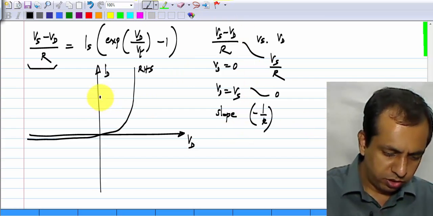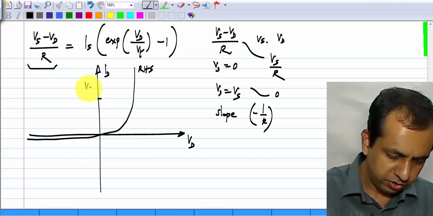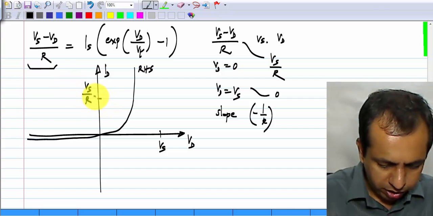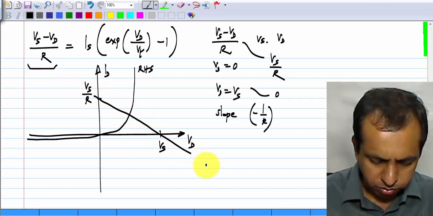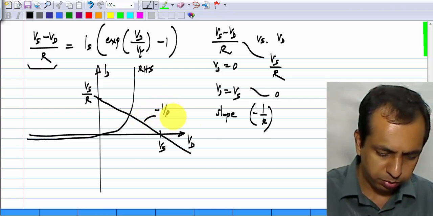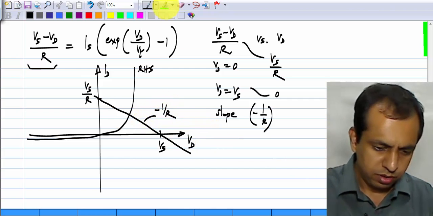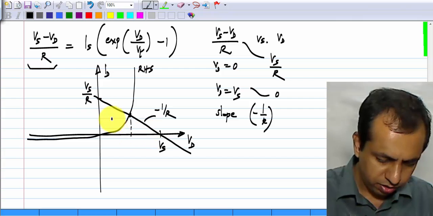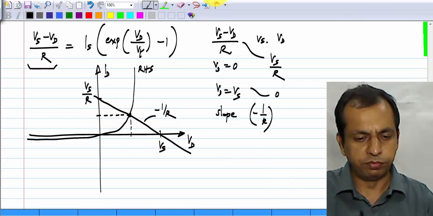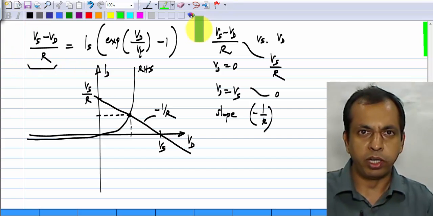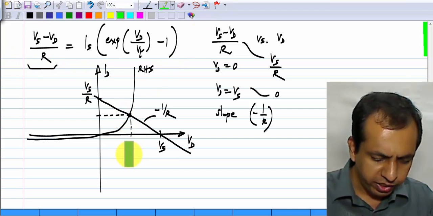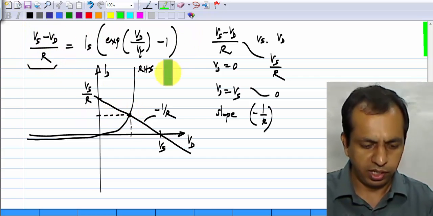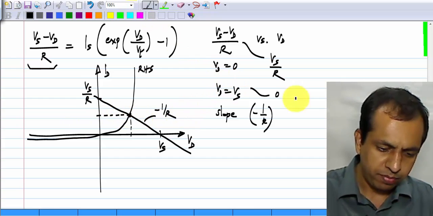So, very easy to plot also. When Vd is 0, it is Vs by R, when Vd equals Vs, it will be 0, and it will be a straight line connecting these two points, and the slope of this is obviously minus 1 by R. Now, clearly in this case there is only one point of intersection, and that is the solution. If you solve this equation numerically, you would find this value of Vd, and if you find the value of the current corresponding to that, that is Vs minus Vd by R, or this side, it will be this value of current.